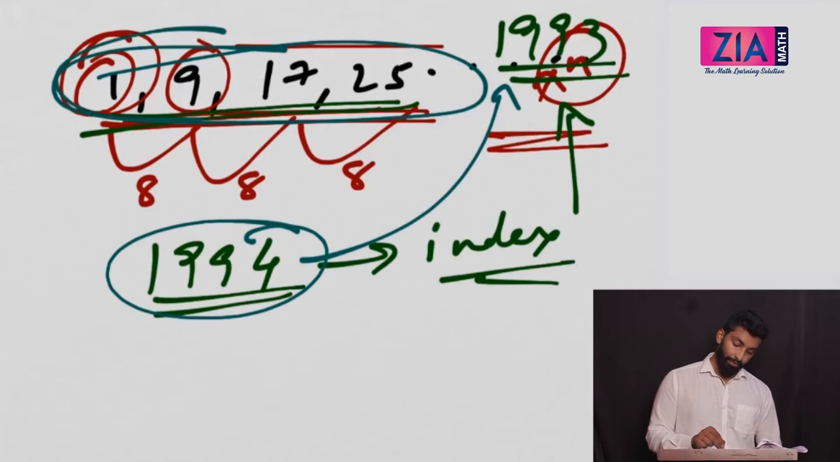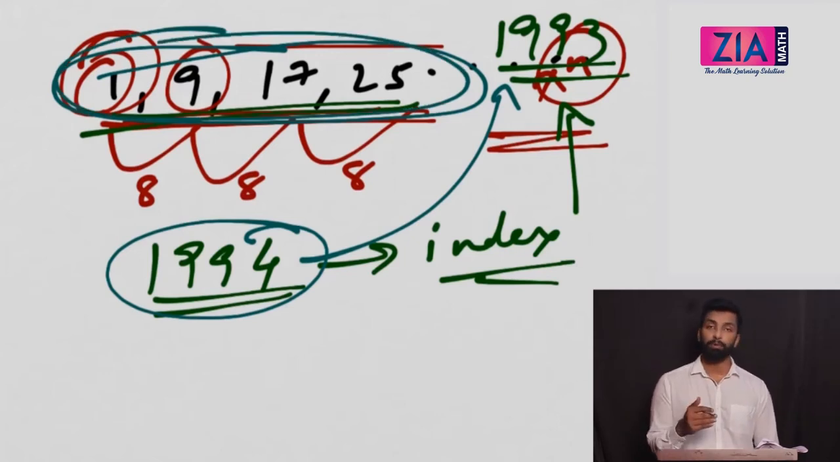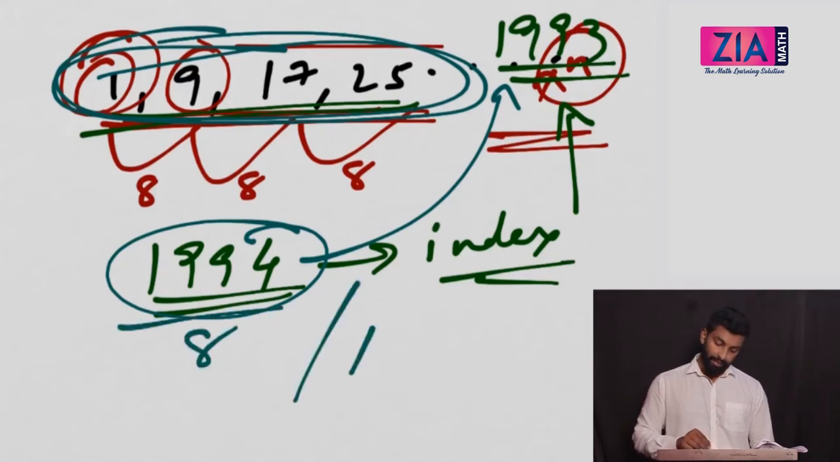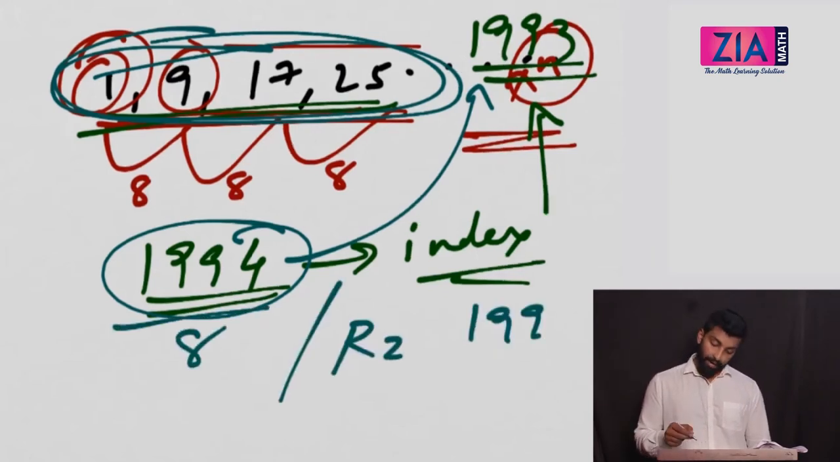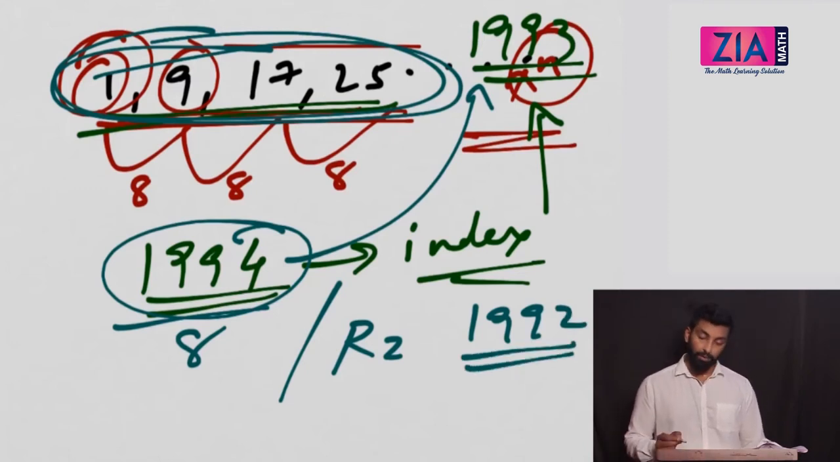Now, what is the relation of the numbers in the series? All are multiples of 8 plus 1. So I am trying to find a number closest to 1994 which is a multiple of 8 plus 1. How to get the multiple of 8 which is close to 1994? Divide by 8 and see the remainder. If you subtract the remainder, you will get the multiple of 8. So 1992 is a multiple of 8.